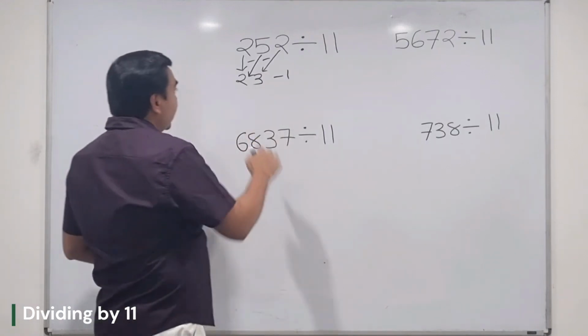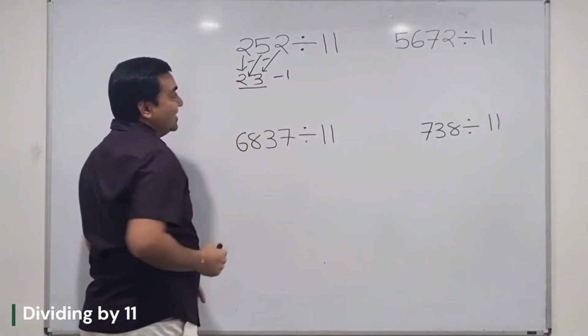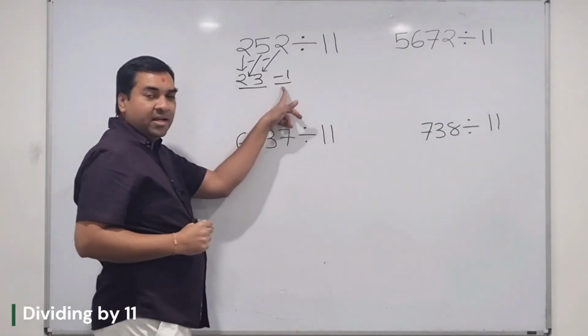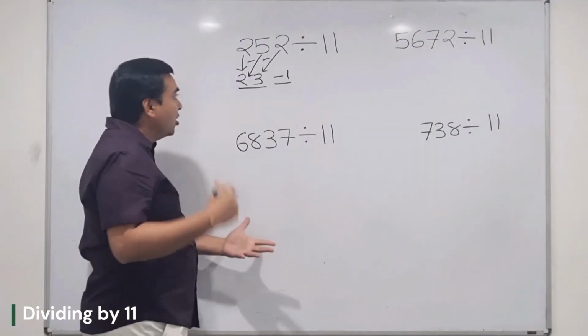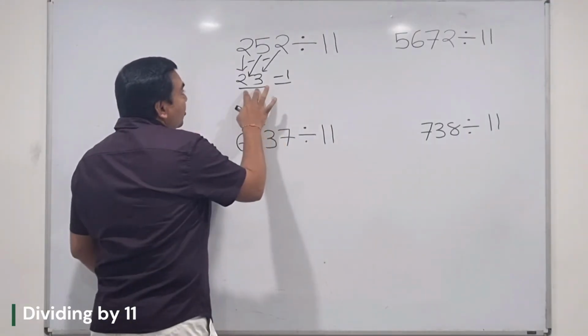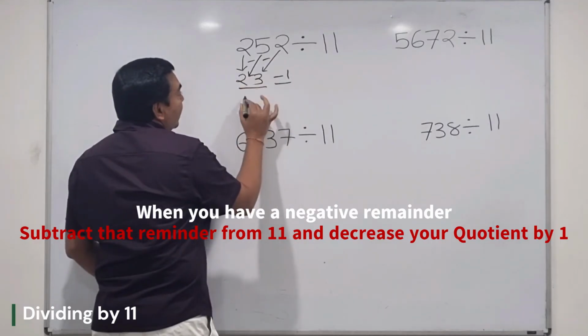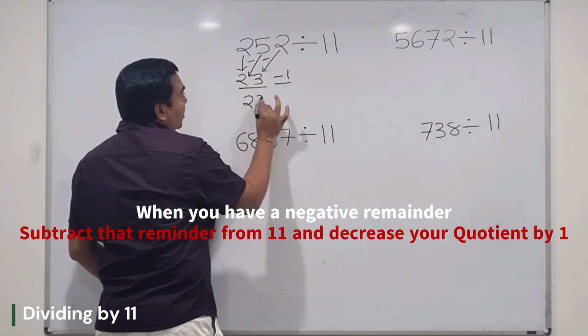So what we are going to do, guys, is this: this number is 23 and this is negative 1. My remainder is negative 1, but I can't have a negative number. So what am I going to do? I'm going to reduce this number by 1. So 23, I'm going to make it 22.